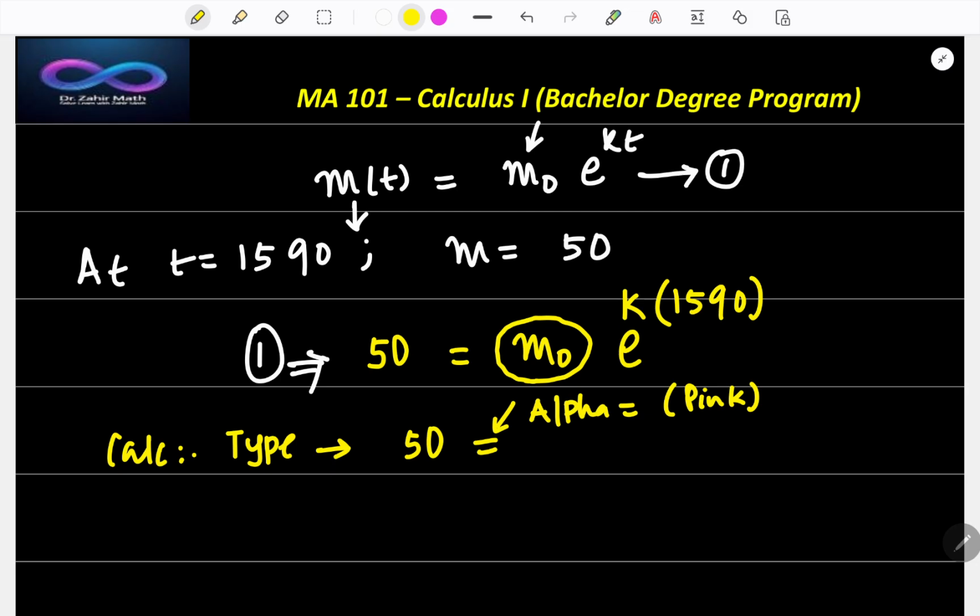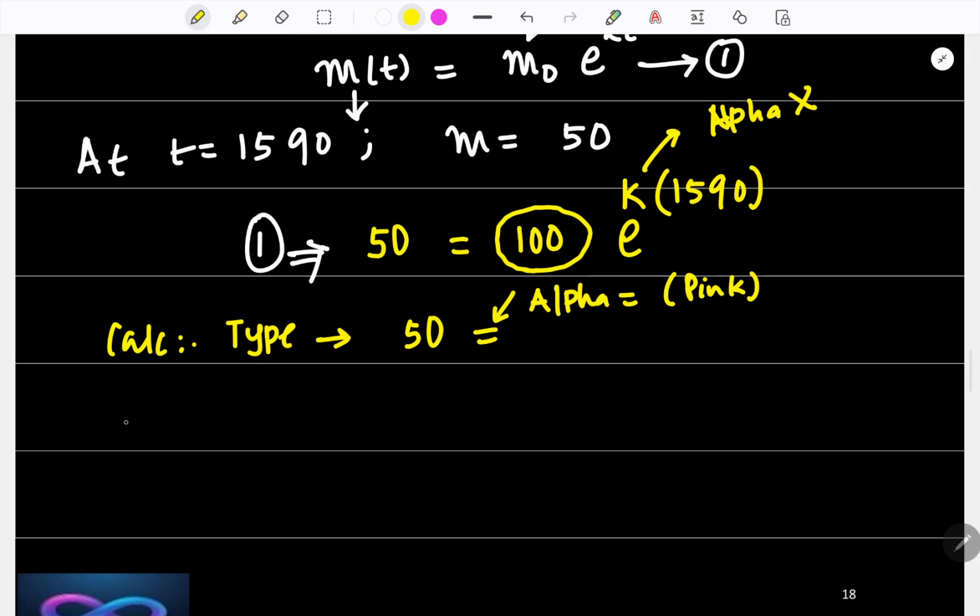You are going to type it, right? So this m naught is already given, which is given as what? 100. I forgot to substitute this one. Actually, you have to put m naught, the initial value, which is 100. So you put 100, and then e power this k, you use alpha x, which is given in the calculator. And then 1590. Then please press the keys.